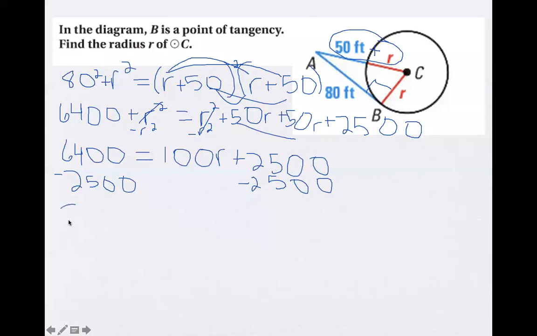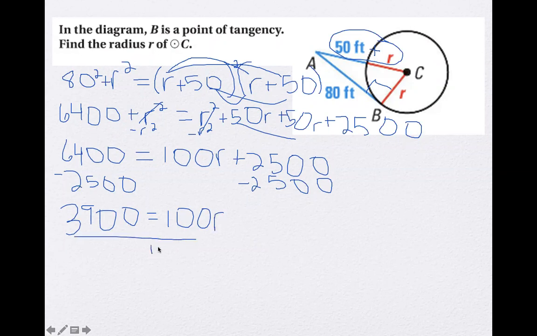So that would be 3,900 equals 100r. Now, I'm getting r by itself, so you would just divide by 100. So r would be 39. Whew. That's some serious algebra there.